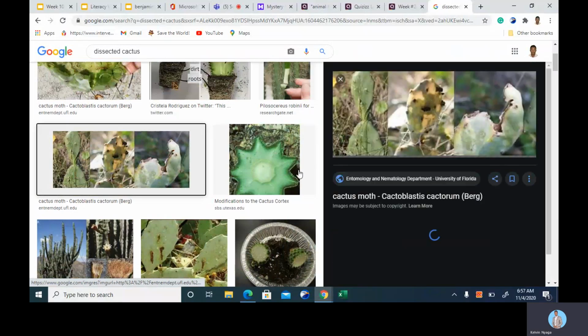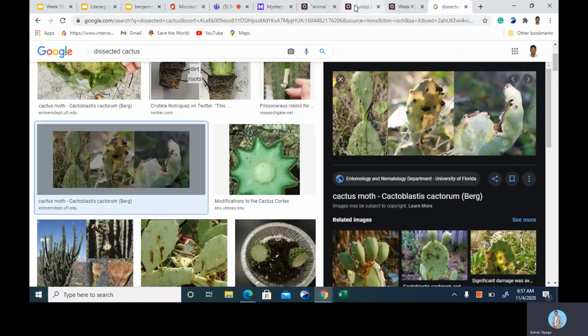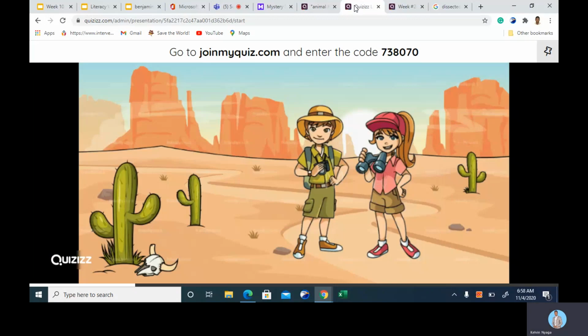Do you see this? This cactus has been attacked by a cactus moth. So what happens when the cactus is attacked? Do you see, it starts to dry up, and therefore it doesn't provide enough food for its parts. Therefore, it's very important that an animal adapts to its environment, and we will get to look at different animals that live in the desert.